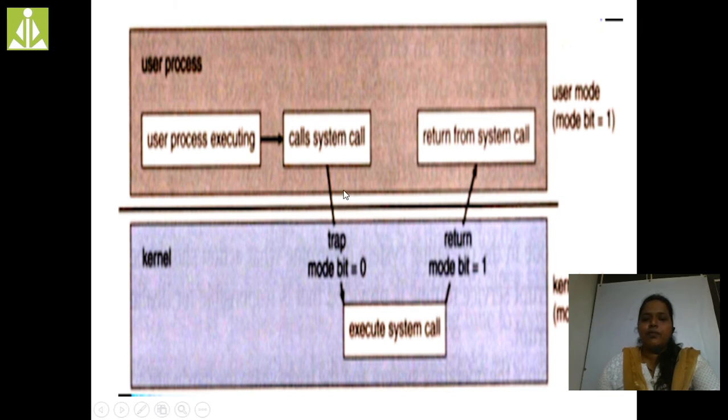So now the user has to change from user mode to kernel mode. Why? Because the hardware related parts are going to be done in the kernel only. Now when the user is in user mode, the mode bit is equal to 1. When he shifts from the user mode to the kernel mode, the mode bit is going to change from 1 to 0. So what do you mean by a trap? Changing from user mode to kernel mode, we call it a trap.